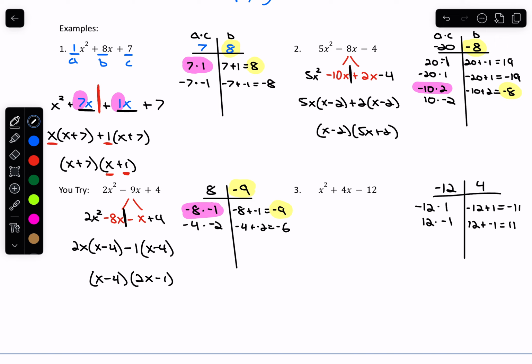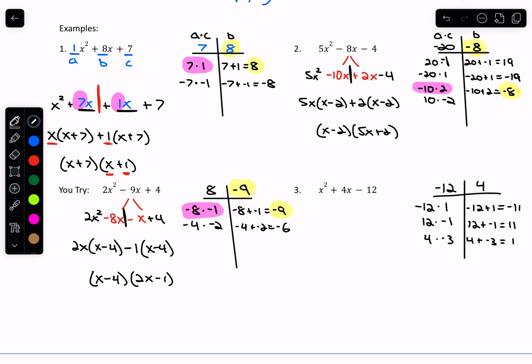So then I might try 4 and -3, where notice I tried +4 and -3 because I need the bigger number to be the positive one. If I try to add those together, though, 4 plus -3 gives me +1. That's a little bit too small.